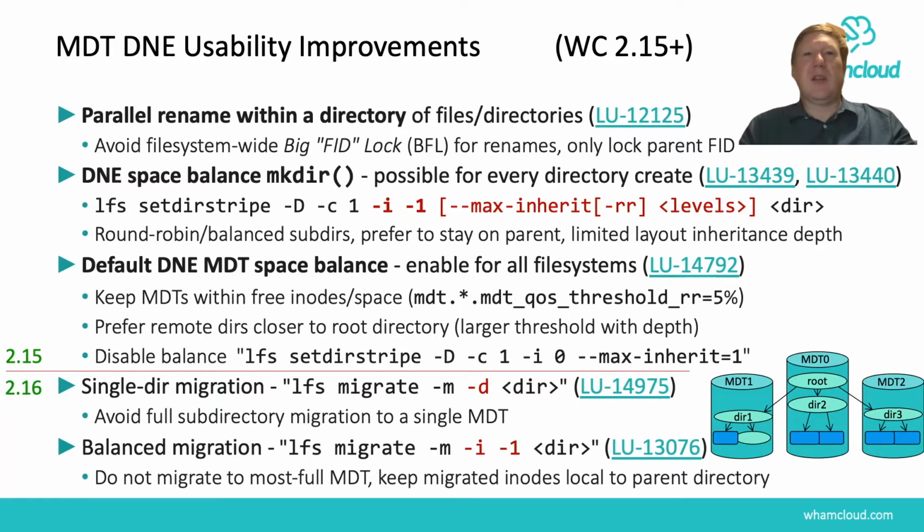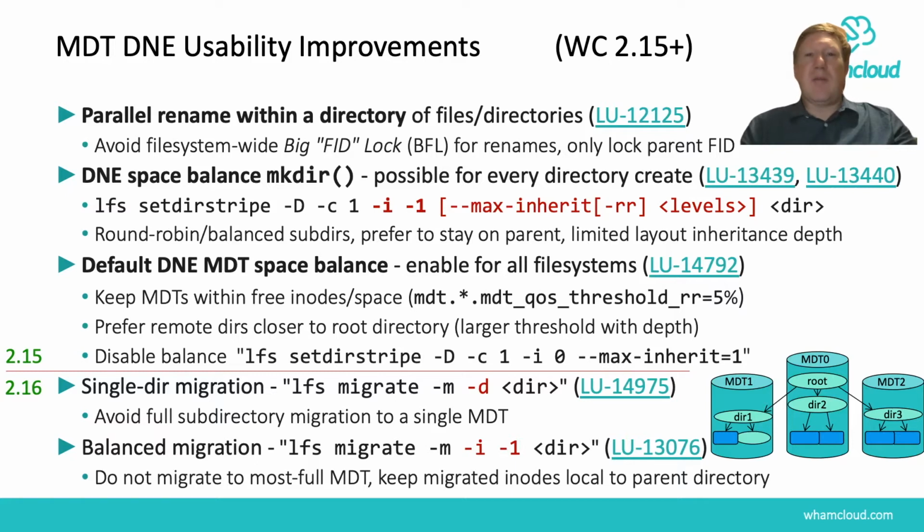The biggest feature is DNE space balancing across MDTs. Essentially, what that is, is allowing regular application mkdir to create subdirectories on MDTs that have more free space than others. And so this is totally transparent to applications and allows better usage of multiple MDTs. There's no need for manual MDT selection for applications or users, and it helps you utilize all of the space and performance of the various MDTs.